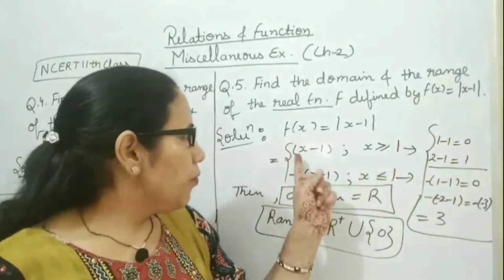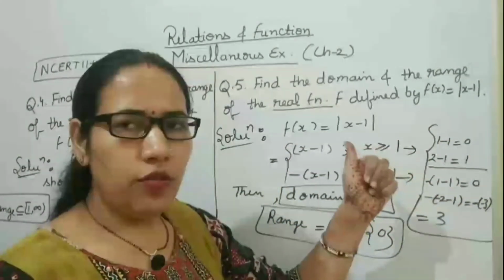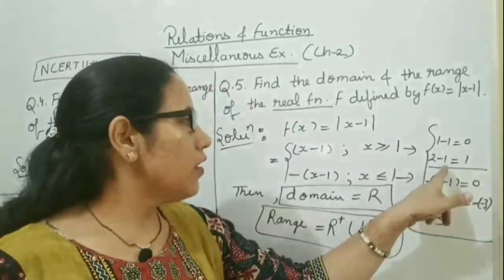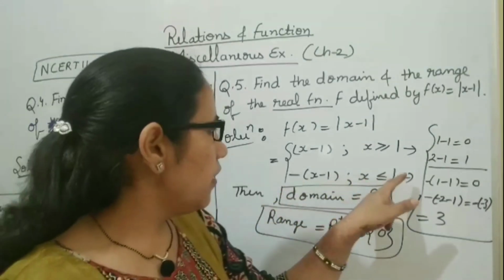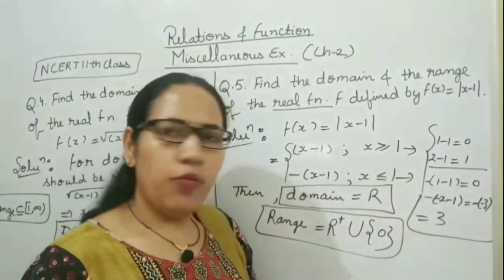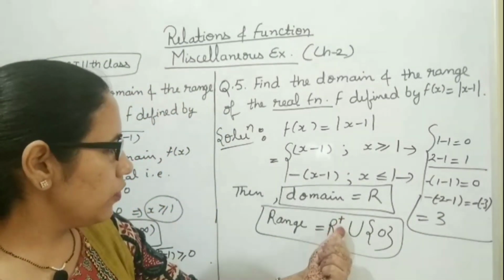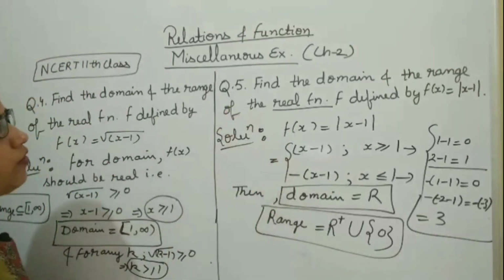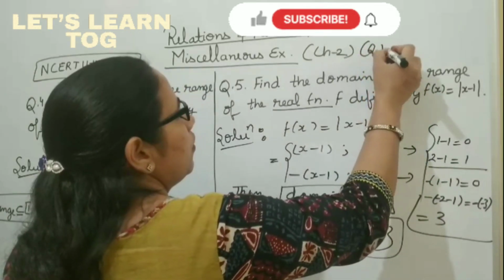यहां से देखिए आपने 1 put किया for greater than or equal to 1, so value comes out to be 0, and for further greater than 1 values, the value of f(x) comes out to be positive, and also for this x less than or equal to 1, the values come out to be only positive. So in the range we have to take R positive union 0. So with this we have completed questions number 1 to 5 of your miscellaneous exercise.